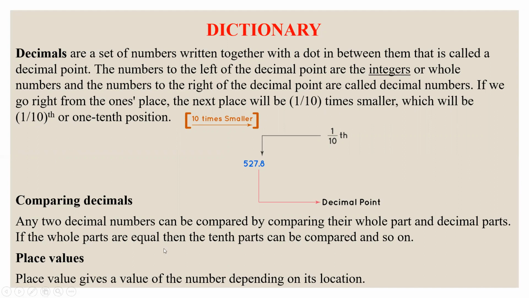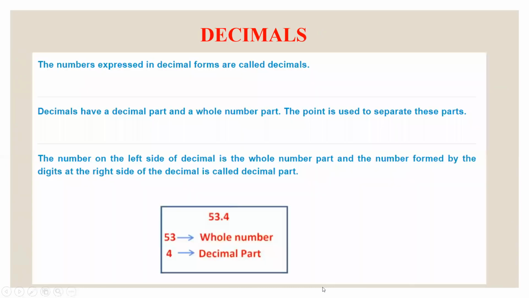Comparing decimals. Any two decimal numbers can be compared by comparing their whole part or decimal parts. If the whole parts are equal, then the 10th parts can be compared and so on. Place values. Place value gives a value of the number depending on its location.